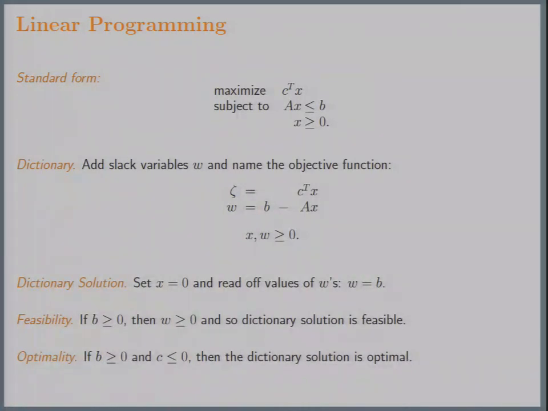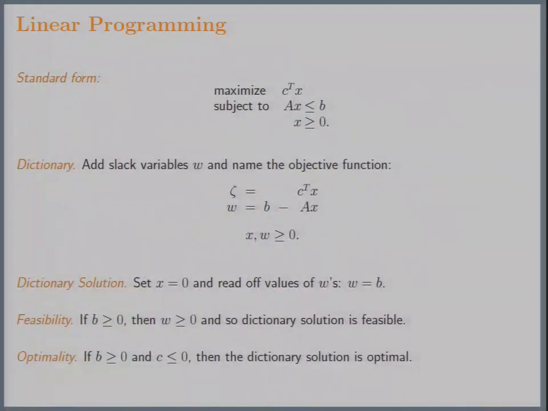So the first thing we want to do is have an algorithm, and the first step to the simplex method is to introduce something which I'll call a dictionary. All I'm doing here is introducing a notation for the objective function, and I'm also introducing slack variables that represent how much of this inequality deviates from being an equality. So W is just B minus AX. It's the difference between the right-hand side and the left-hand side. And so because of this inequality, W should be greater than or equal to 0. And I call this a dictionary because the variables on the right, X, define the variables on the left.